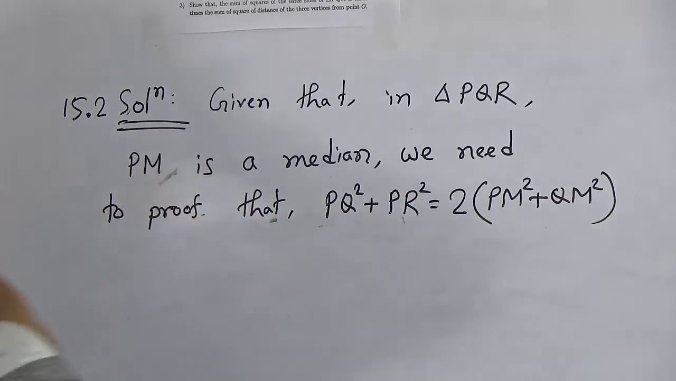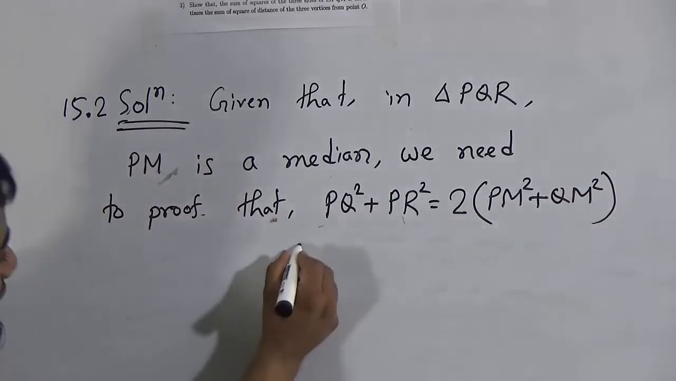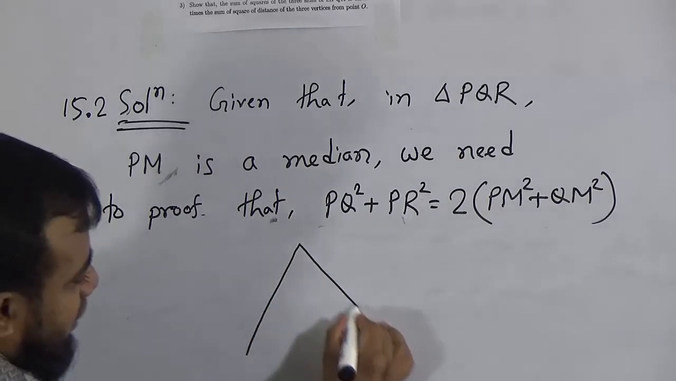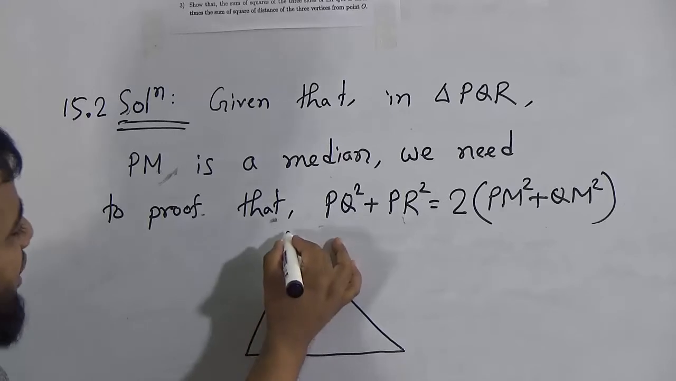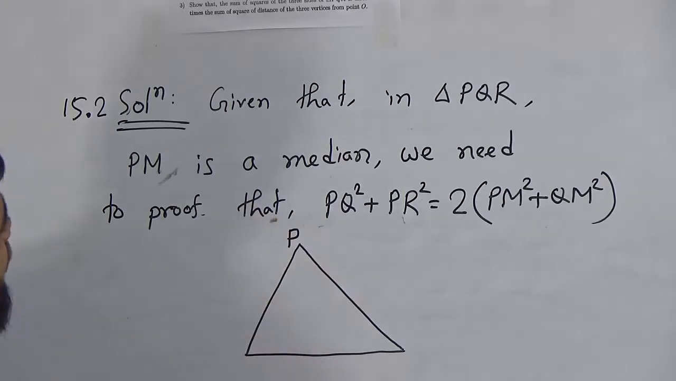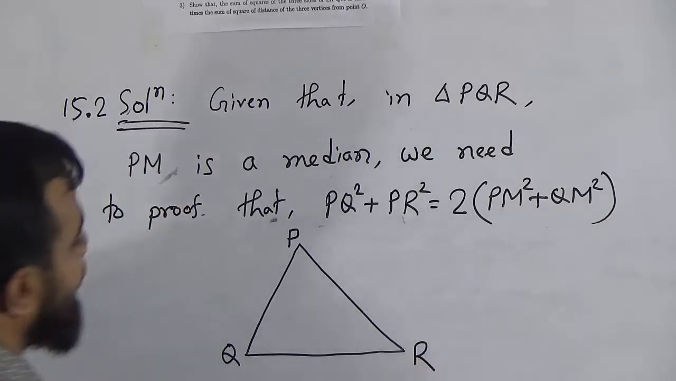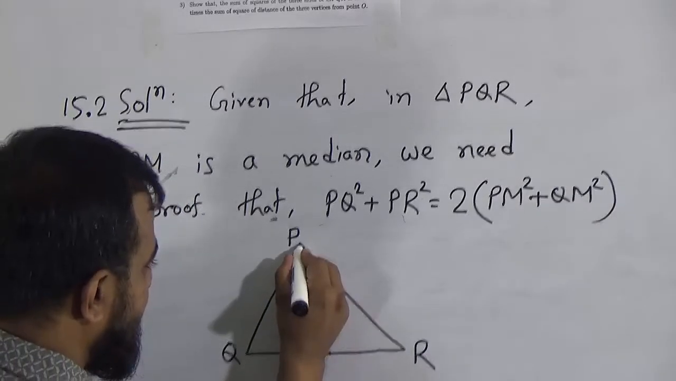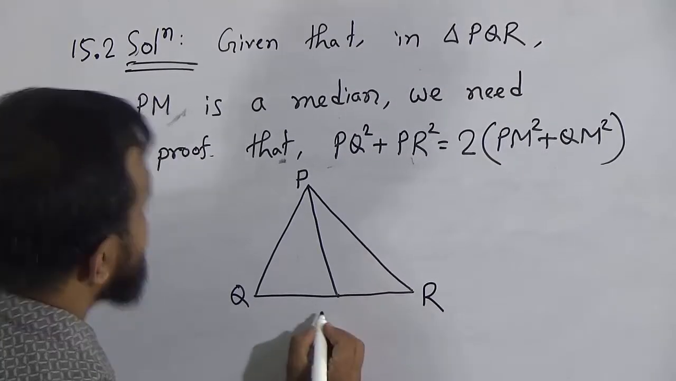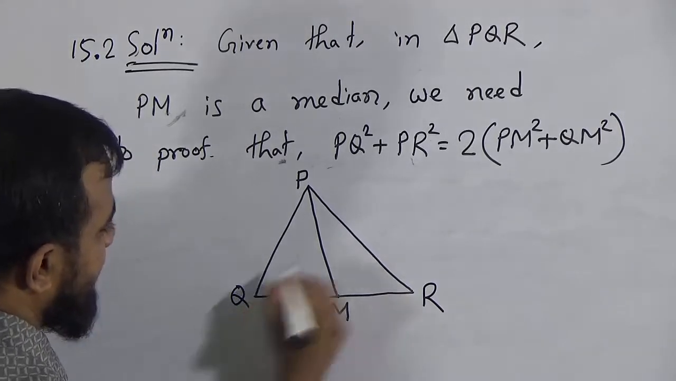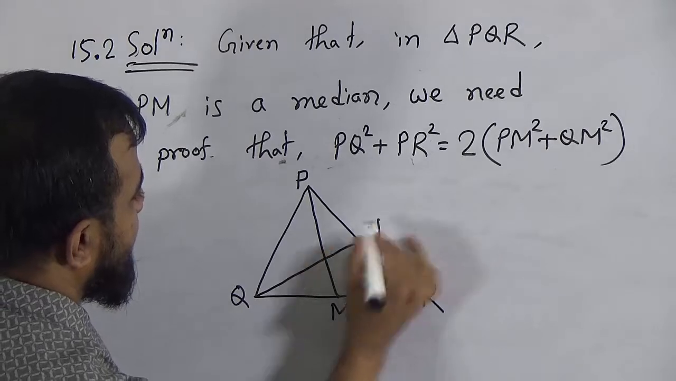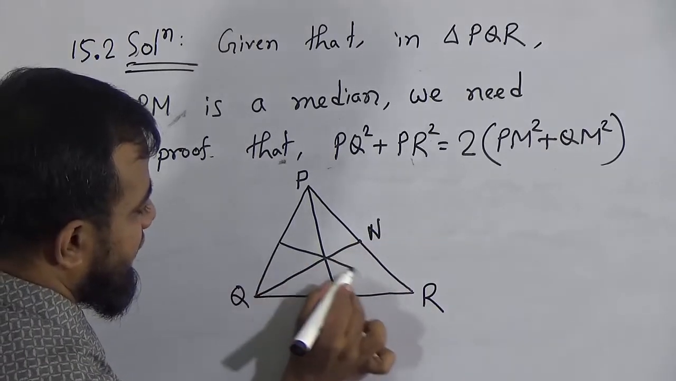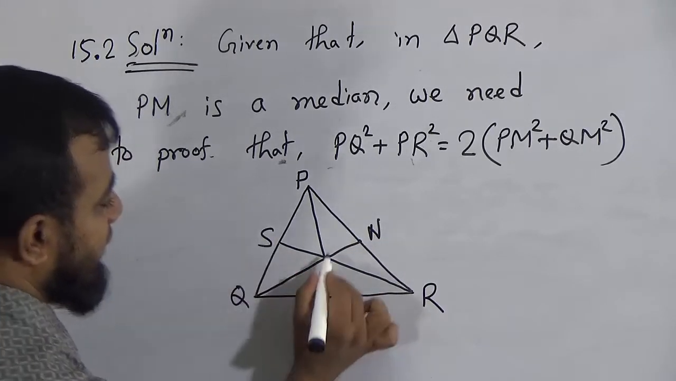Now my dear students, we should draw the figure here again. In the answer script, you must draw the figure to do any proof. I repeat, you must draw the figure to write down any proof. This is one of the medians, PM. Another median is QN, and another is RS. And this is the point O.